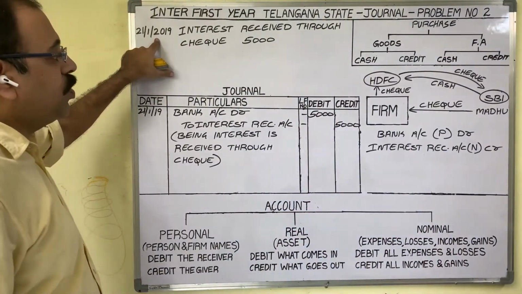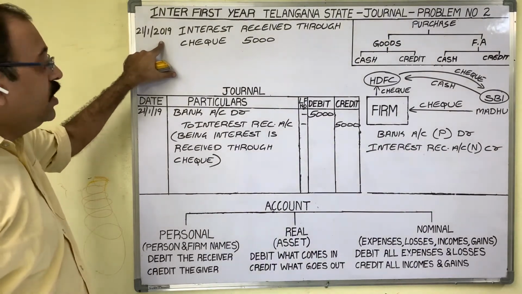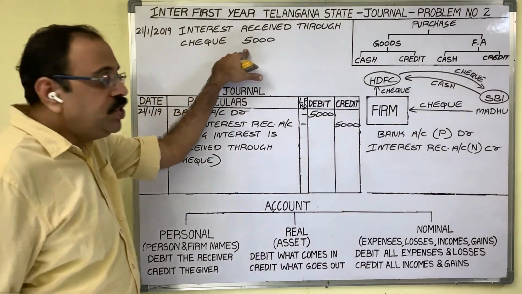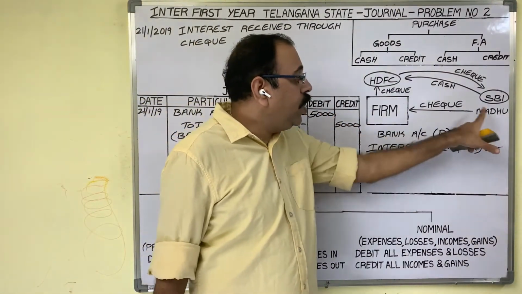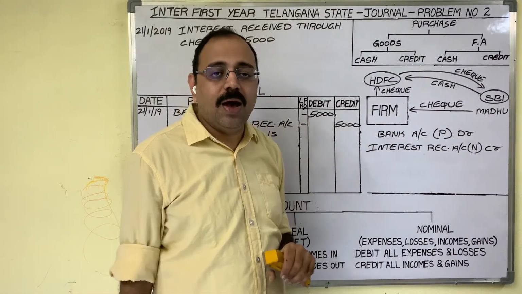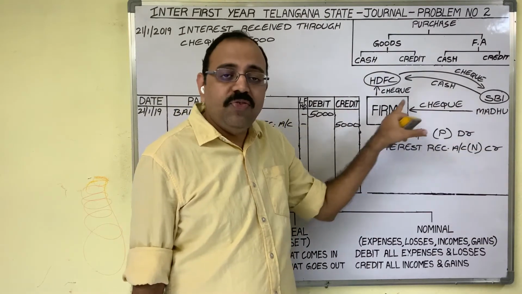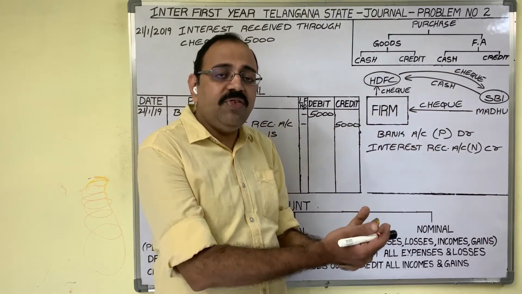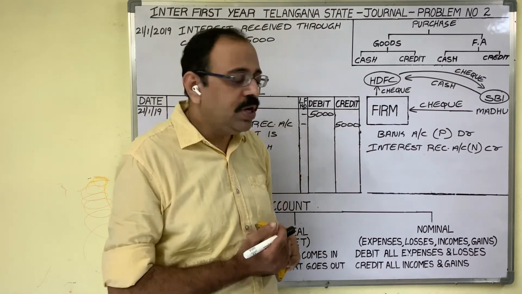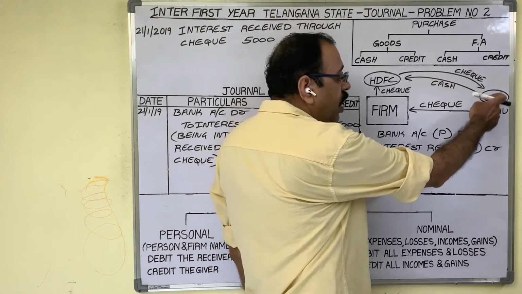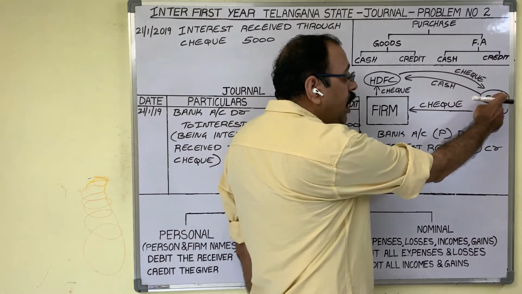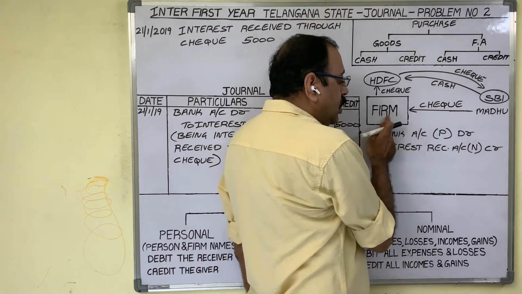Last transaction of this problem is on 21st. Interest received through check, 5,000 rupees. Assume that the firm has given a loan to Madhu. To the firm, Madhu is a debtor. Madhu has to pay the interest now. He may pay that interest in cash form or in the form of a check. Assume that Madhu is maintaining one account in SBI. So Madhu has given an SBI bank check to us.